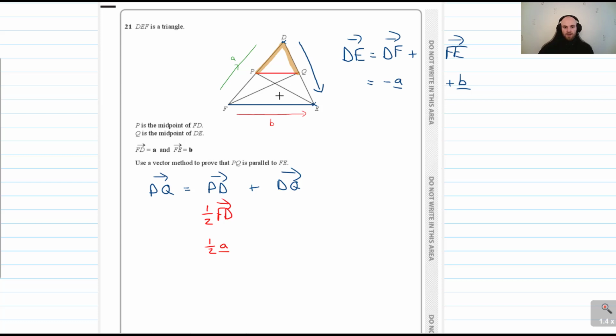So D to Q is going to be a half of D to E. And I know from this part here that D to E is going to be minus A plus B. So that is going to be plus a half of minus A plus B.